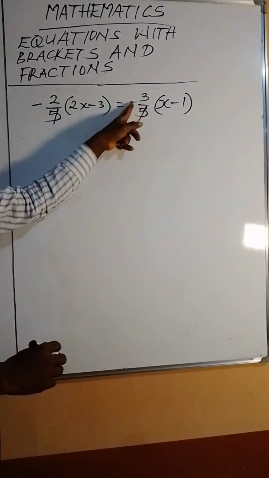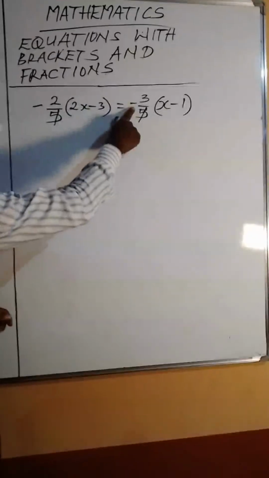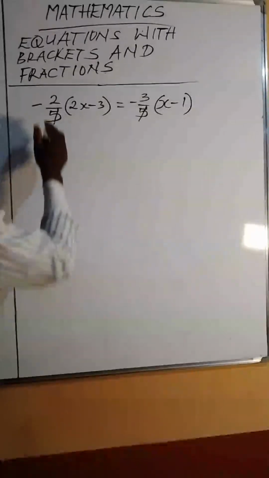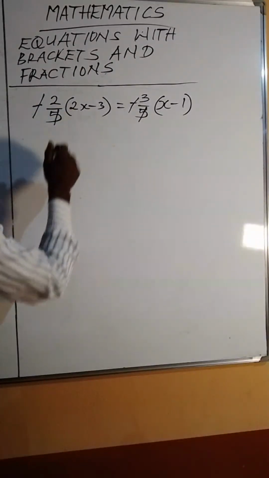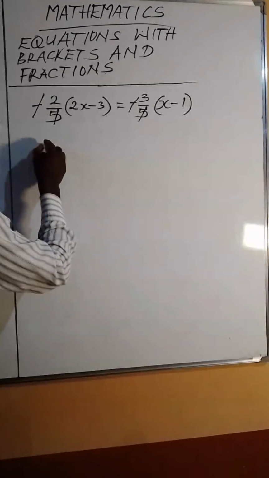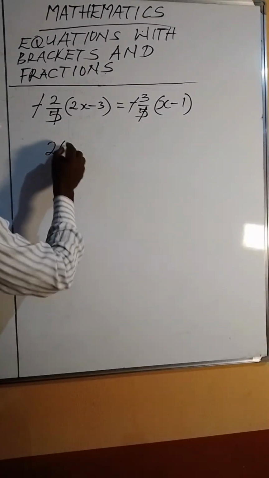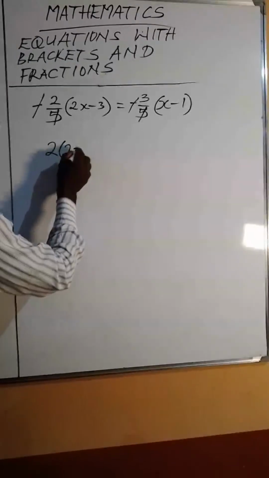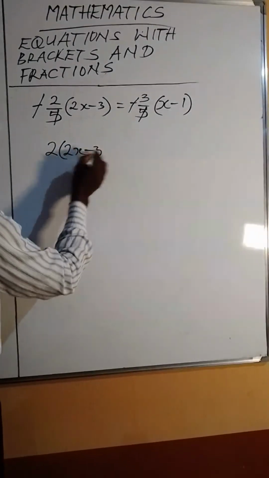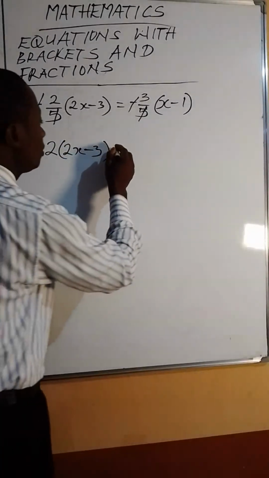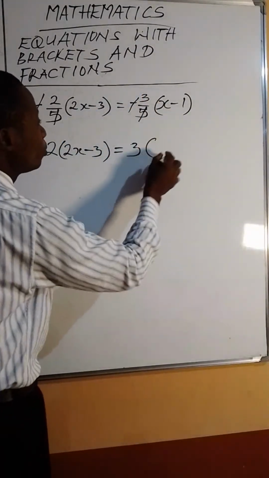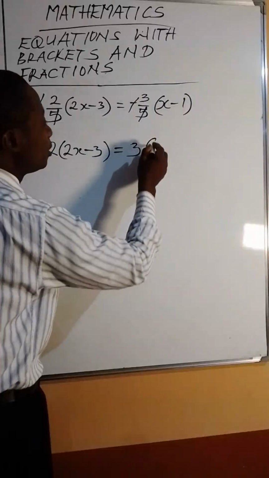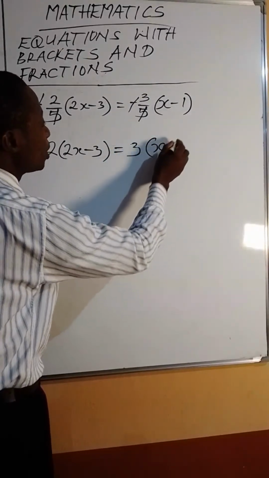Then look at the minus too. The minus are also in the corresponding positions, so strike out the minus. Do you understand that? Then we are going to handle what is left. What are we left with? We are left with only 2 open bracket 2x minus 3 equals 3 open bracket x minus 1. So we put x minus 1 here.